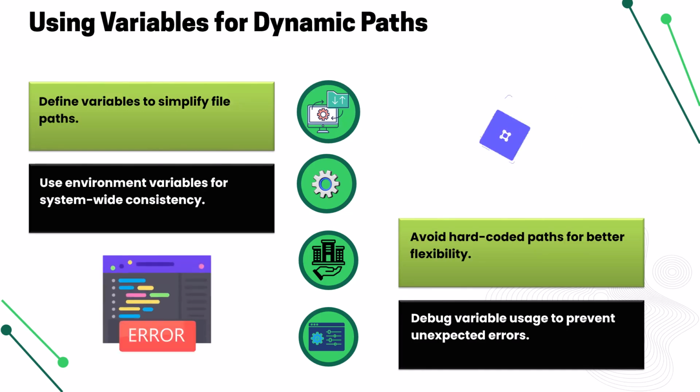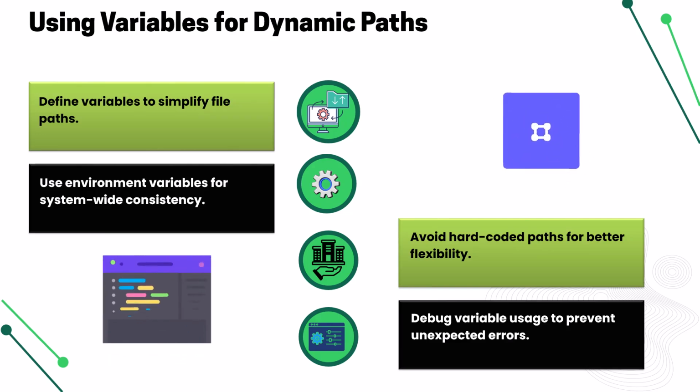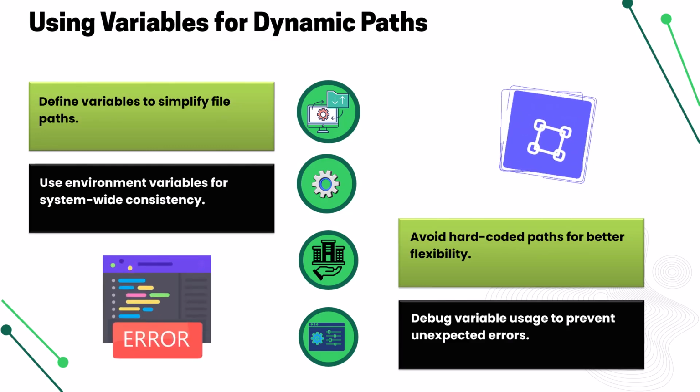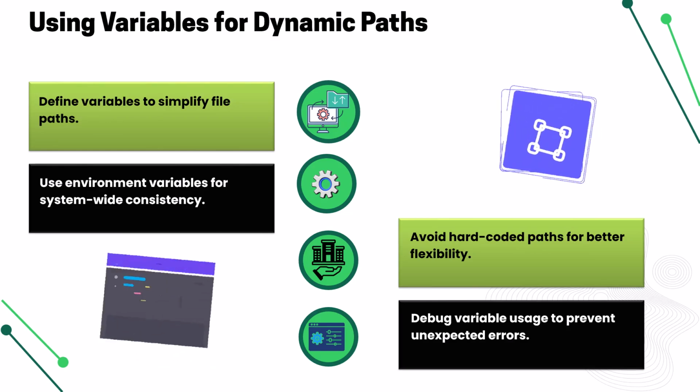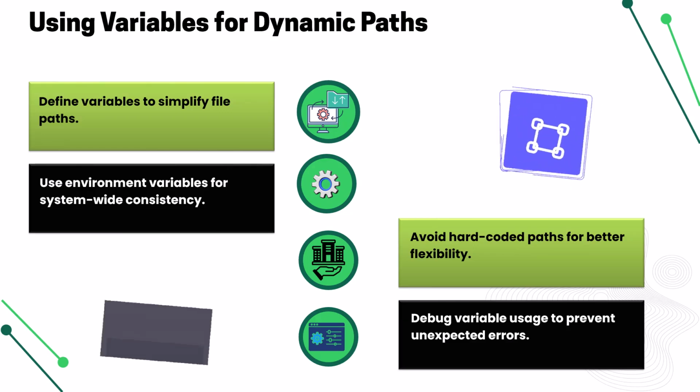Using variables is like giving files a GPS. They always find their way without hassle. Defining variables simplifies path management, and environment variables keep things consistent across systems. Hard-coding paths is like setting them in stone. Sounds sturdy, but flexibility disappears. Debugging is key, because one wrong variable and suddenly your files are lost in digital oblivion.